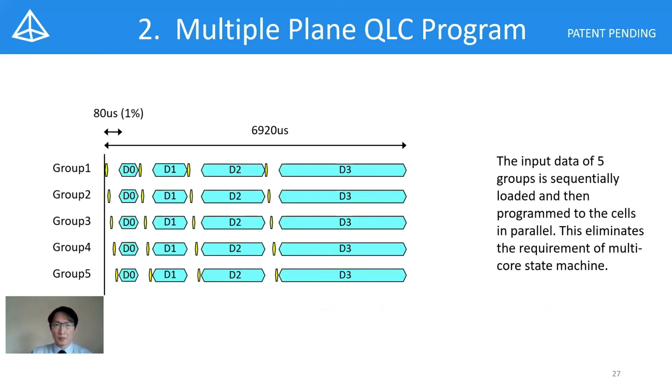This slide shows the data input and program sequence for the QLC programming. The data of multiple groups are sequentially input and then programmed together. This increases the program throughput and also eliminates the requirement of the multiple core state machine.